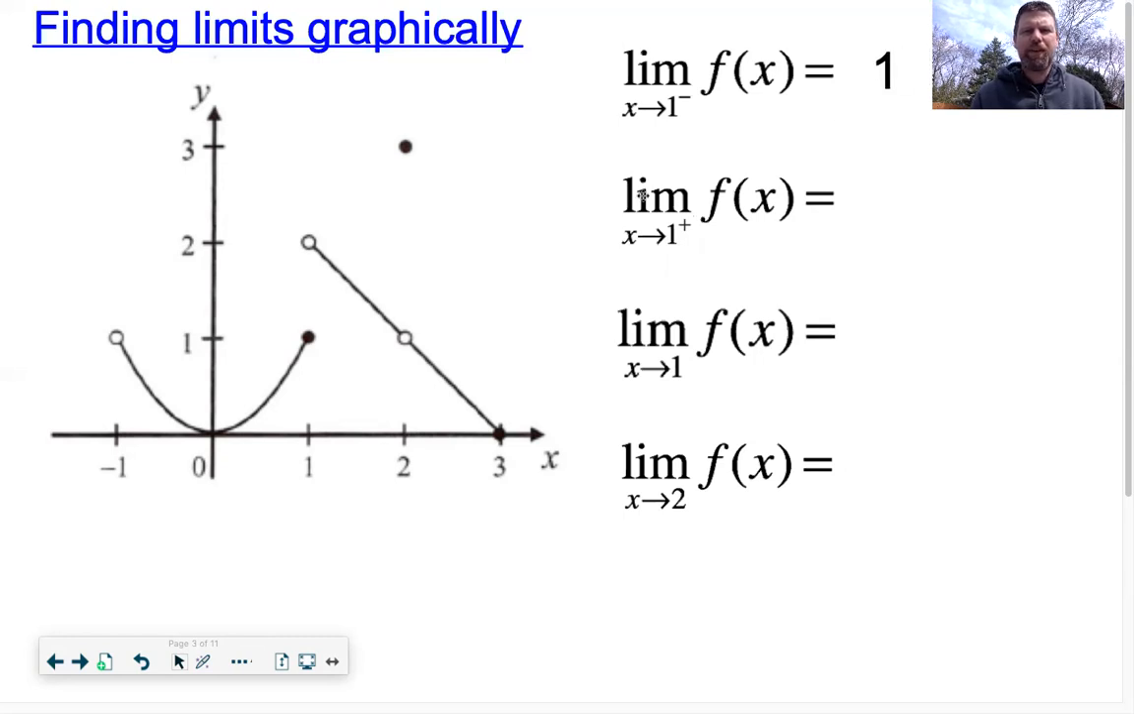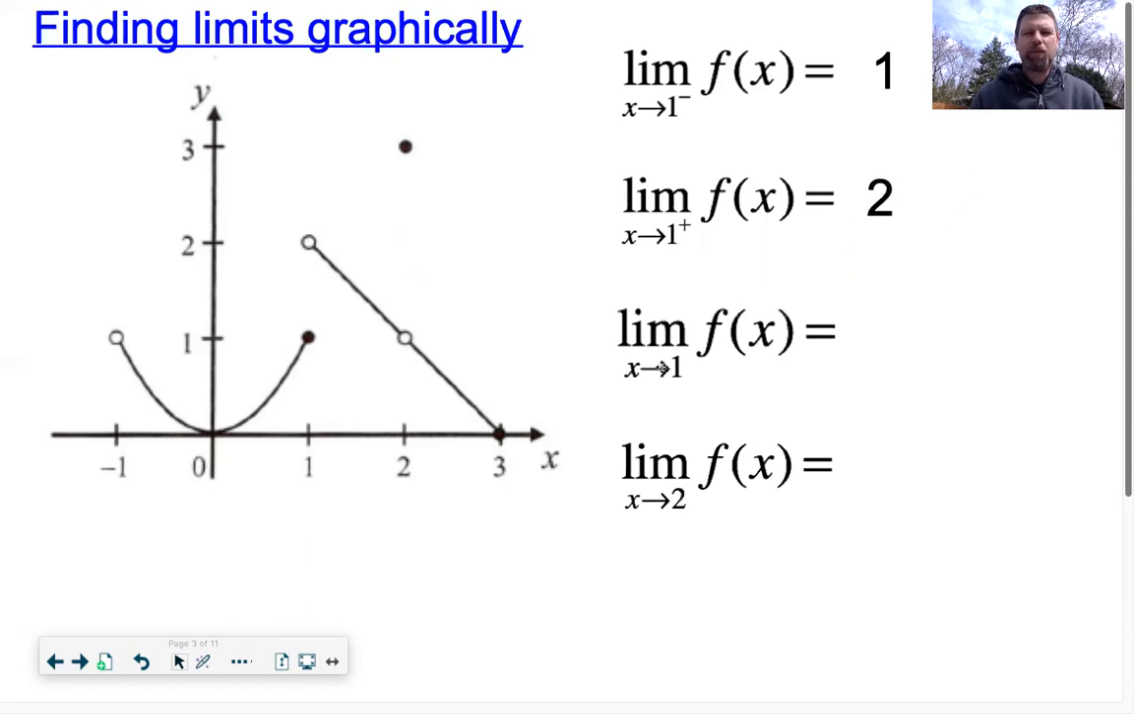Next one's asking for the limit as x approaches 1 again, but this time from the right. So again, here's 1, but this time I want to approach from the right side. So from the right side over here, I travel along here, I hit a hole and I jump up there and I jump back down. I get closer and closer to this hole right there, which has a value of 2. So the limit as x approaches 1 from the right is equal to 2.